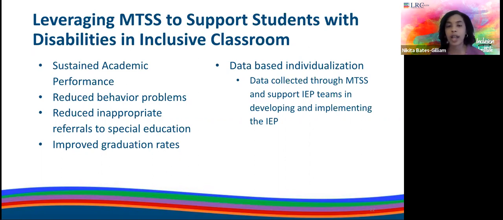And then as we look at data, there's definitely data-based individualization occurring. This data is being collected in a constant flow, with progress monitoring occurring and reviewing happening.